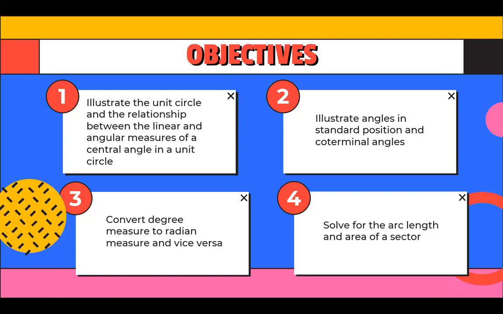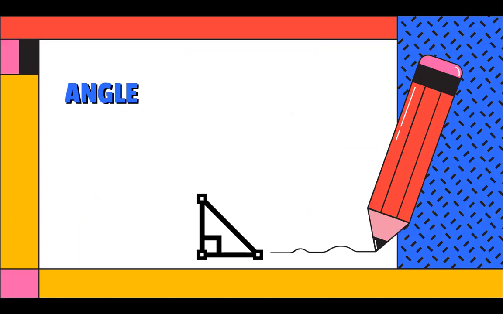This video will be divided into two parts. In the first part, we will be discussing more about the unit circle and the coterminal angles. Then on the second part, we will be having the solving part that uses the formula, such as converting the degree measure to radian measure and solving for the arc length and the area of a sector. And without further ado, let us start first by defining what an angle is.